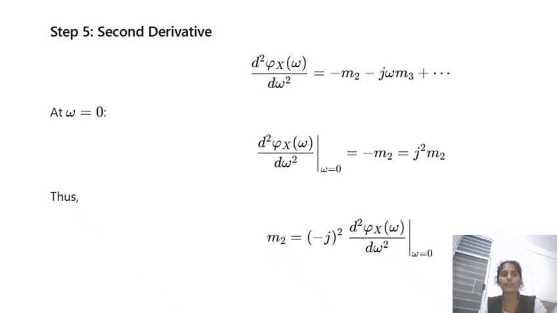At omega equals 0, d²φx(ω)/dω² at ω = 0 equals −m2, which equals j² m2. Thus, m2 equals −j² d²φx(ω)/dω² at ω = 0.